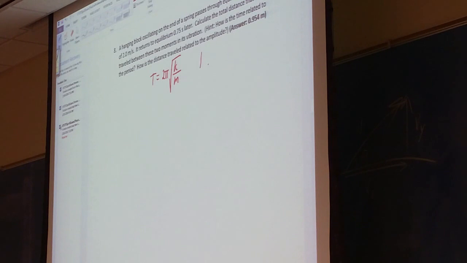Total distance traveled. What we need is the amplitude, okay? Sorry, something's wrong with the section. Ultimately. And okay, yeah, I'm back now.